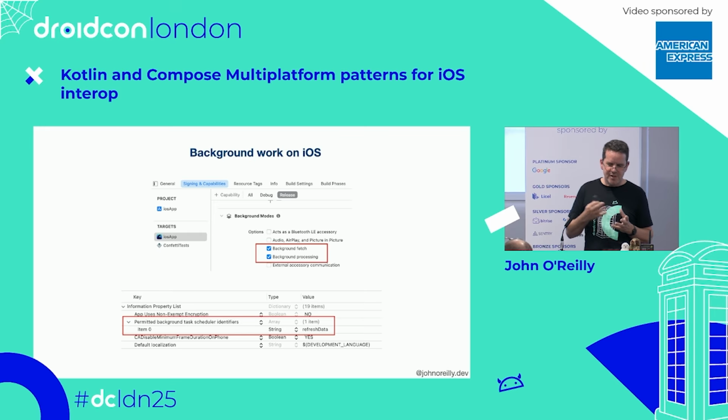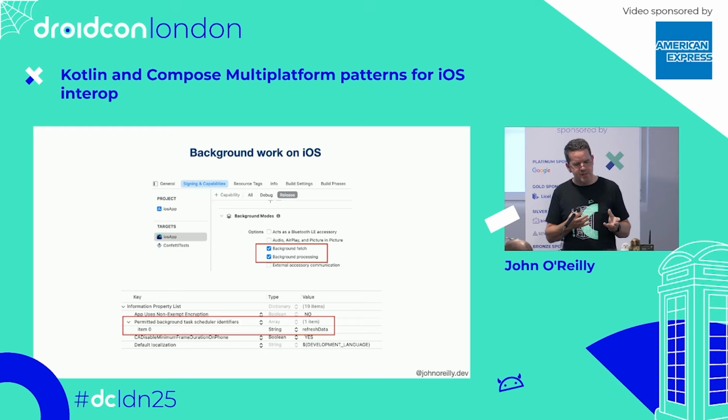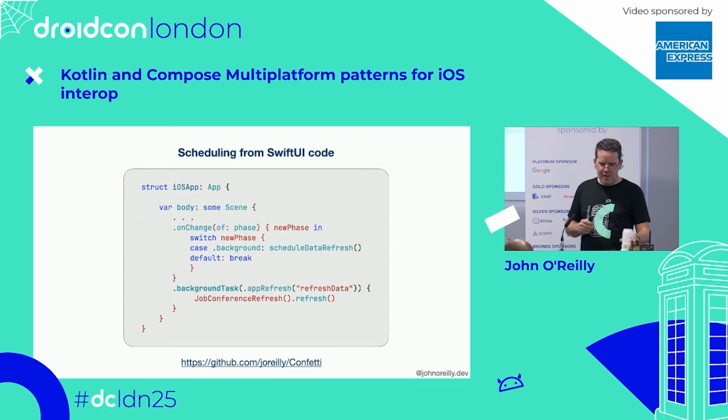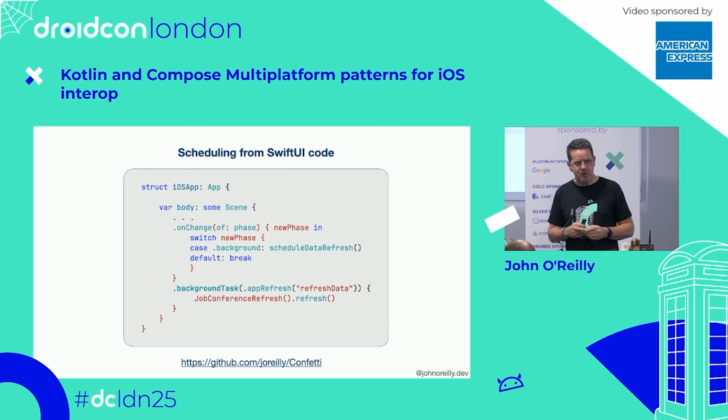Showing here then how we firstly need to enable the background capabilities in Xcode, and also how identifiers for any background tasks we create need to be added to the Info.plist. Okay, so starting off by showing an example of how we can run, say, a nightly refresh, triggered from SwiftUI using the relatively new background task view modifier, but invoking then shared KMP code to do the work.